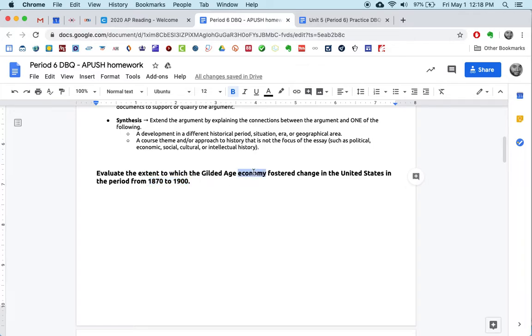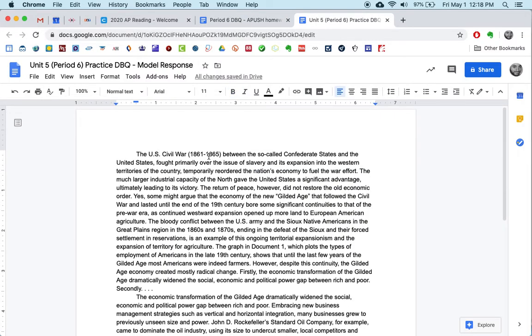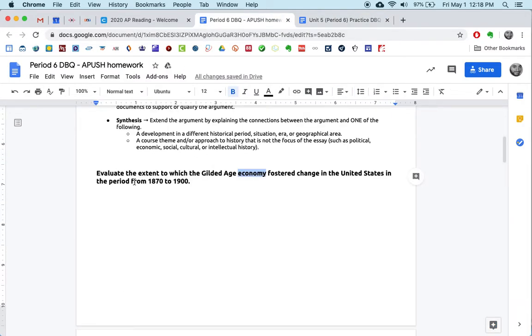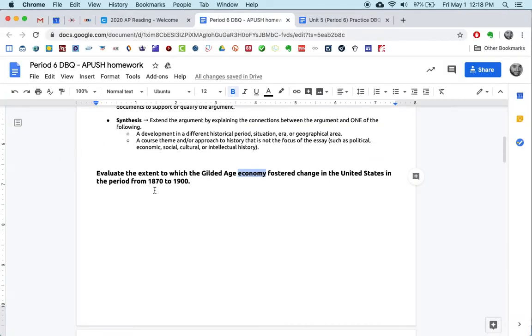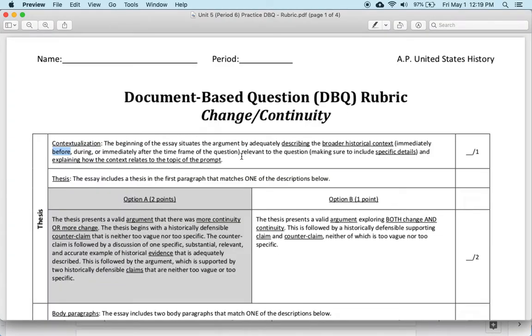That's my point. In my model response, I choose to talk about the U.S. Civil War. Remember, I can talk about the immediately before, and if by immediately before 1870, certainly one can mean the Civil War, which happened between 1861 and 1865. So that's what I choose to do. I describe the Civil War, as you'll see in a second, providing specific details, meaning I don't just say the Civil War happened, moving on, and then I explain how the context relates to the topic of the prompt.